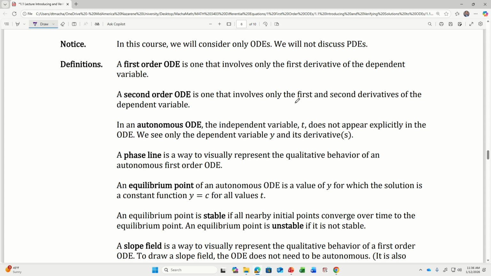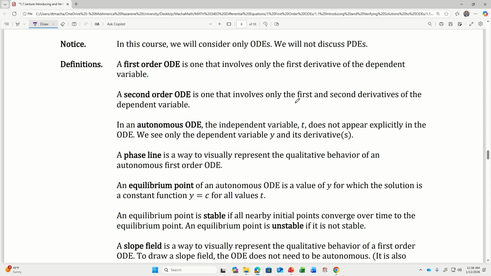A first order ODE is a differential equation that involves only the first derivative. So first order means first derivative. The differential equation we just solved a moment ago, that was a first order ODE. If I say second order ODE, that is one that has the first and second derivatives, or maybe just the second derivative, but the idea is the greatest order derivative is 2.